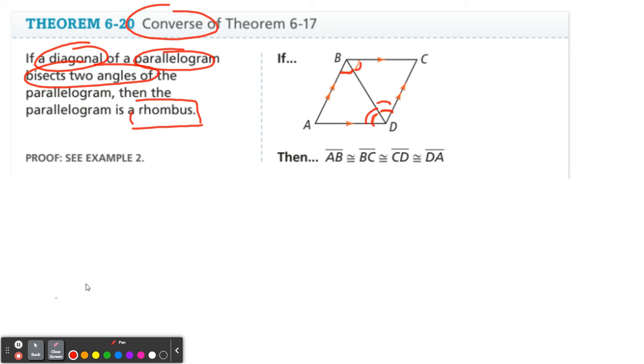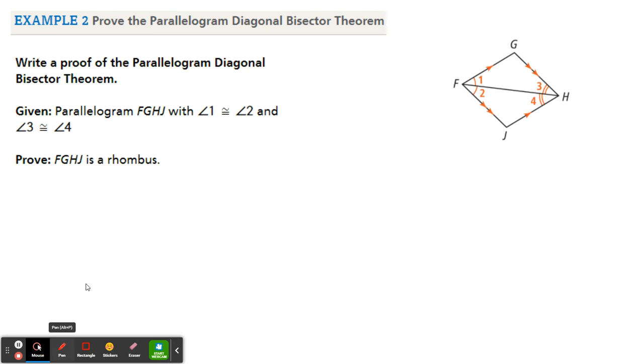Okay, so we're going to do one more humdinger of a proof. I think it's going to be able to prove this theorem right here. So write a proof for the parallelogram diagonal bisector theorem, whatever. It's the last idea we talked about.